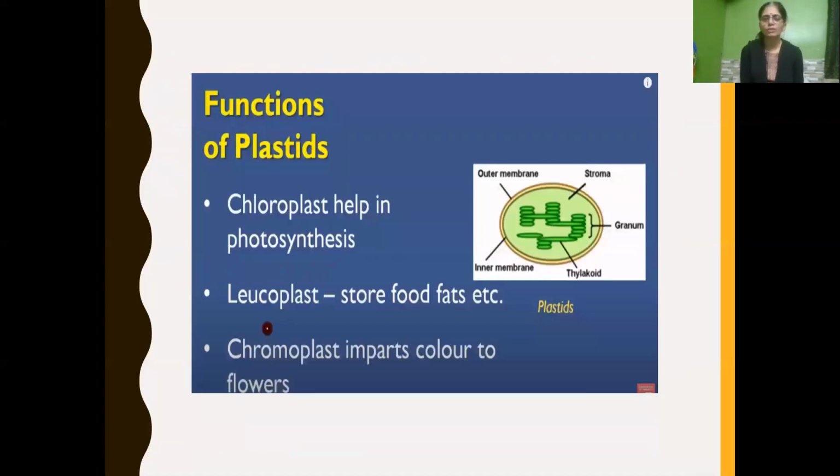Then what are the functions of plastids? As we know, green colored plastids, which we call chloroplasts, help in photosynthesis. Then leucoplasts are colorless plastids which store food, fats, etc. And chromoplasts impart color to flowers as well as fruits, like the red color of tomato and the orange color of carrot, isn't it? So chromoplasts give color to flowers and fruits.